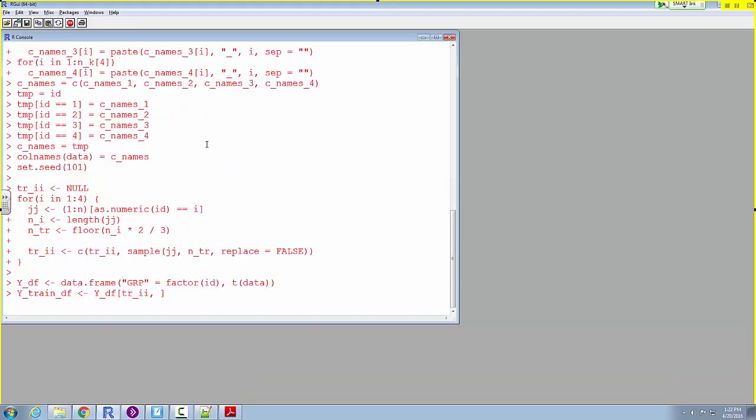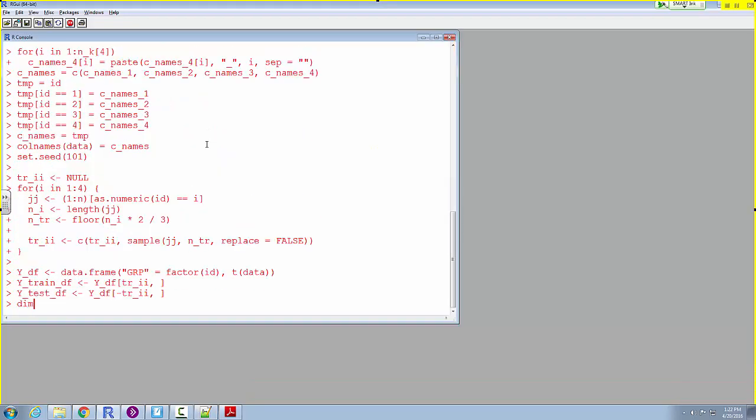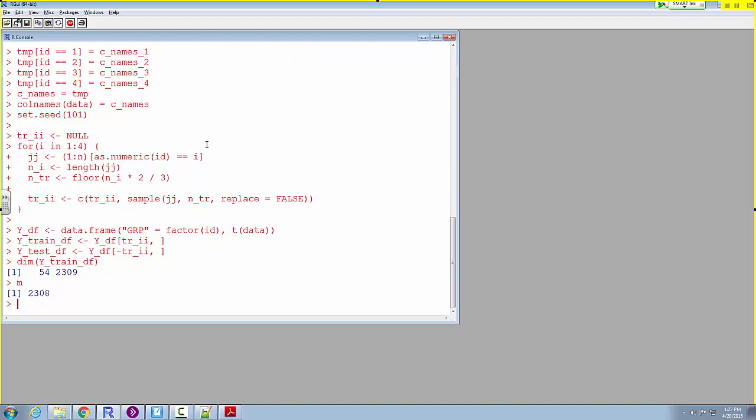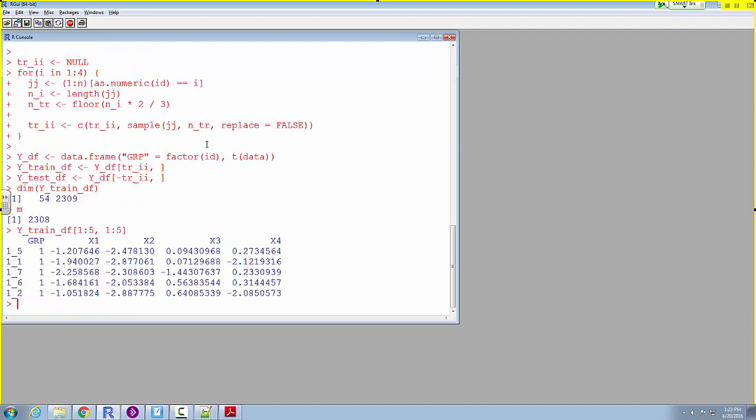Y-train DF is 54 by 2309. We have 2308 genes and 54 individuals. The first column of this is the group, or the class membership variable.